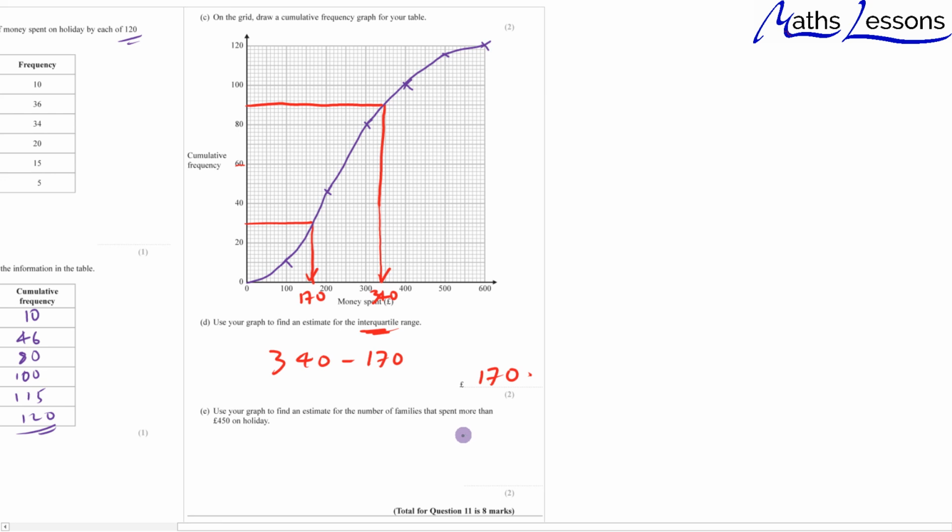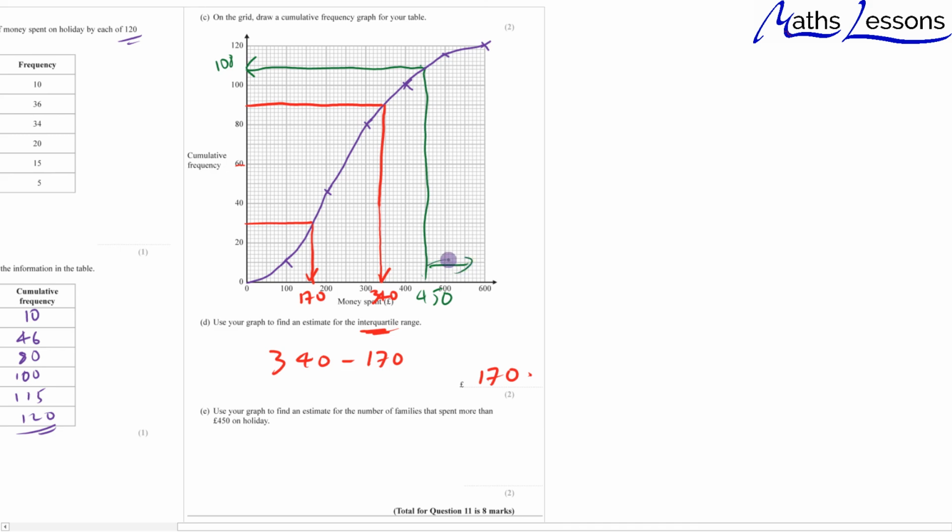Next, estimate the number of people that spend more than £450. So let's look at 450. It's this line going up here. Then we draw a line going across here. Okay, so that's 450. And we get to a value of about 108 there. Now, a common mistake here is to write down 108. That's not the right answer.